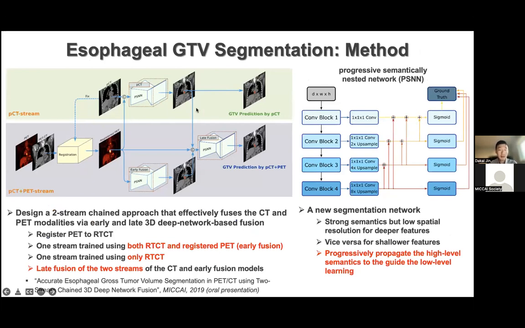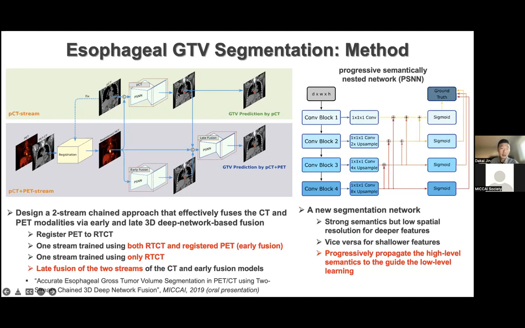This is a two-stream workflow. One stream only considers the CT imaging features. One model just learns the image features from the CT imaging and provides the predictions. And then after the registration of PET-CT and the RT-CT, the registered PET images can be combined with the RT-CT together and fed to an early fusion model. So this model can learn a mixture of information from the PET and the CT images.